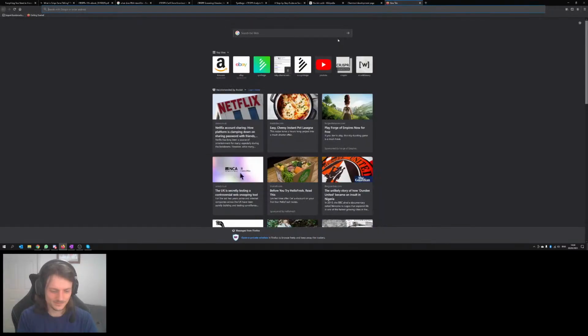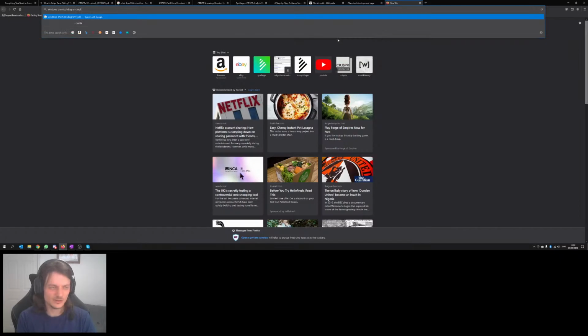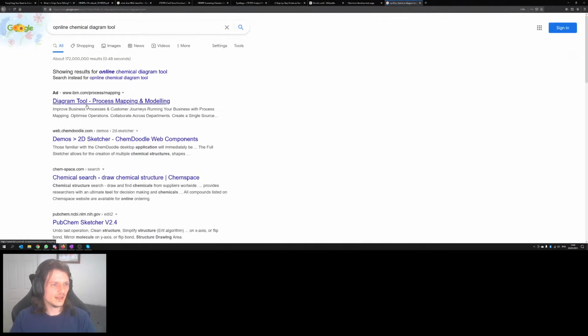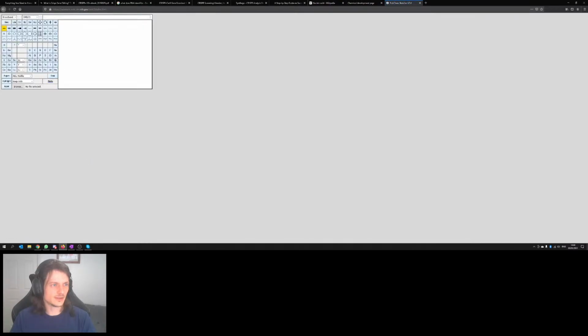Okay, no, this does not mean I intend to switch to Windows, as it currently does not. Okay, well maybe there's a Windows chemical diagram tool, or maybe online. Online. PubChem Sketcher. That sounds good.